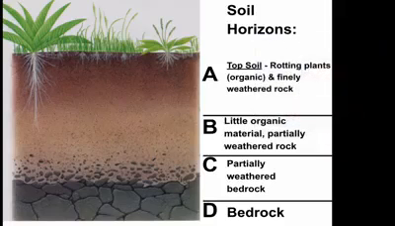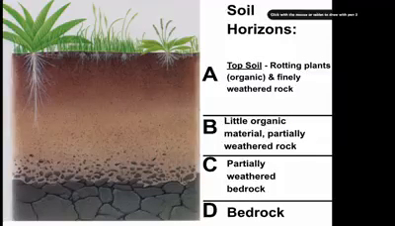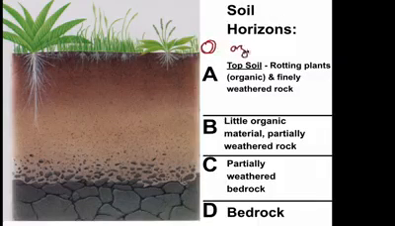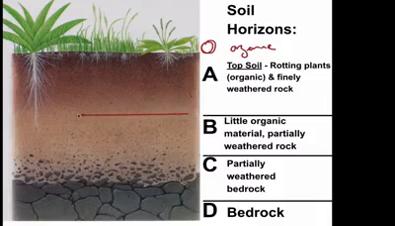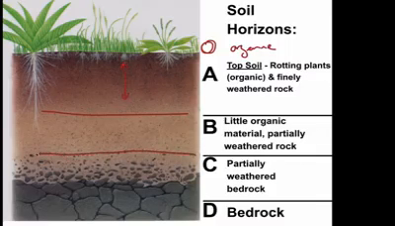We have a number of different soil horizons or soil layers. We have the O up on top, which is our organic layer containing all of our plants right here. Then we have A, our topsoil, and you can see that as we go down the colors change a little bit. So this region right here is our topsoil from here to here. Rotting plants, organic, and finely weathered rock. We have a B horizon. And you can see here it's mostly the same color. Little organic material, right? We're farther away from it. Partially weathered rock in this region.